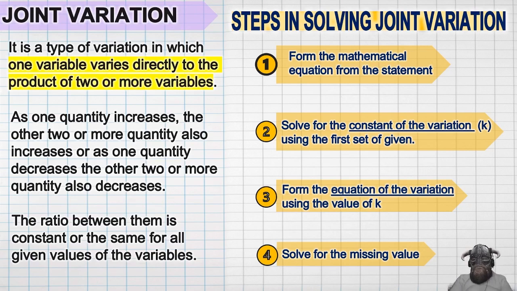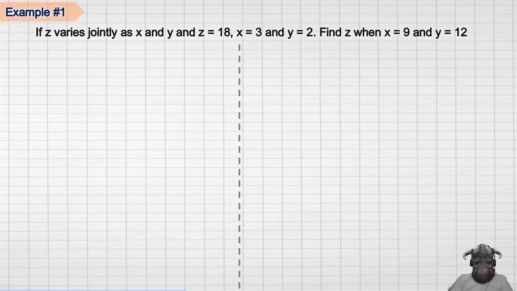So para mas maintindihan pa natin kung paano siya ginagamit sa joint variation, let's try to have some examples. So, example number 1. If z varies jointly as x and y, and z is equal to 18 when x is equal to 3 and y is equal to 2. So find z when x is equal to 9 and y is equal to 12. So kung titingnan nyo, parang dumadami na yung variables, di ba? Pero huwag kayong mag-alala. Ganito lang siya kung paano gawin.